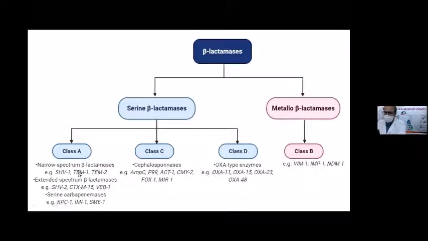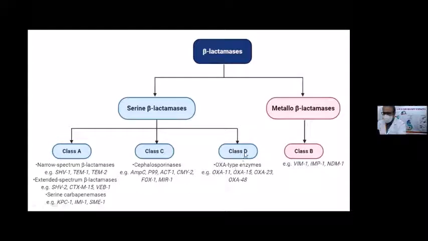Some are called narrow spectrum beta-lactamase, which impart resistance to first and second generation, and include SHV and TEM predominantly. Then we have extended spectrum beta-lactamase, which include again SHV2 and CTX-M, very important CTX-M. And then the third, which is the most dangerous one, is the serine carbapenemase. These carbapenemases include KPC, IMI, and SME1. These are the ones which are more worrisome because they will impart resistance to carbapenem as well.